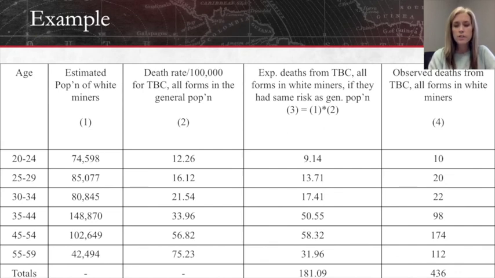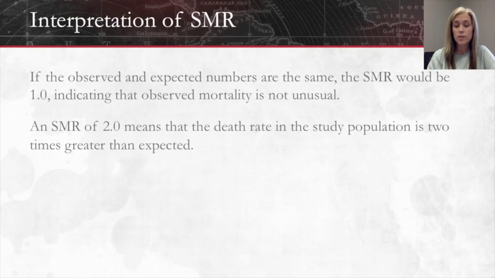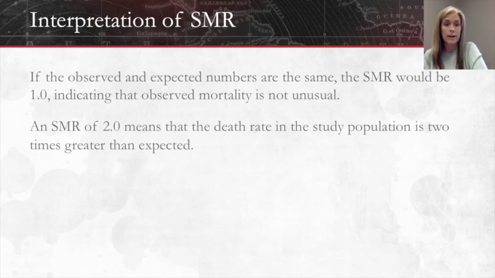So ultimately what you need to do now is to calculate the standardized mortality ratio, which is observed over expected. And so it's 436 over 181 times 100. And so that would ultimately yield 241, or sometimes it's not even multiplied by 100, so it's just 2.41. And what that does is tell you whether what you observed is in excess of what you expected or what you observed is less than what you expected.